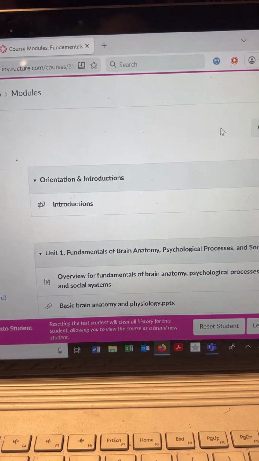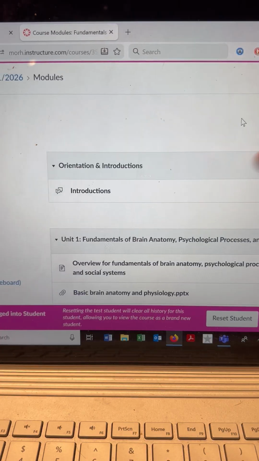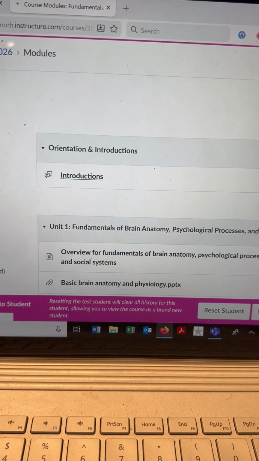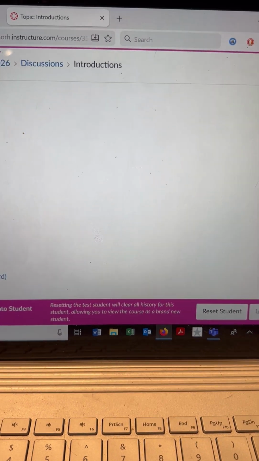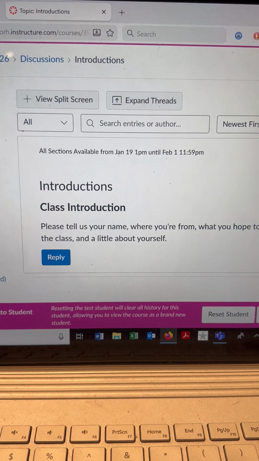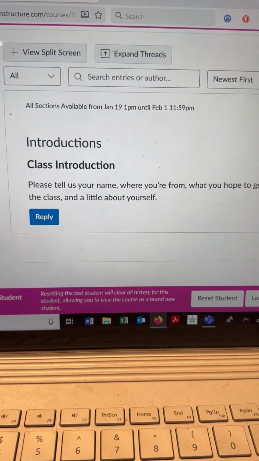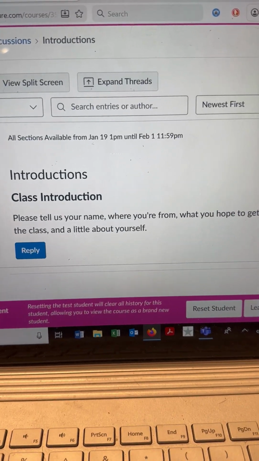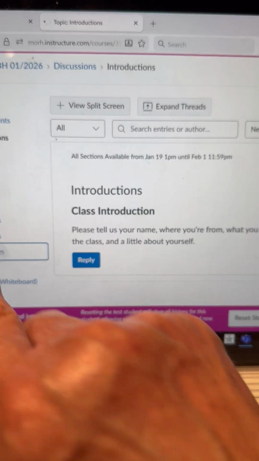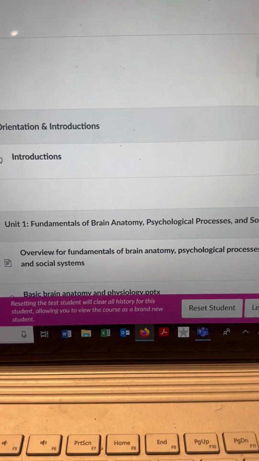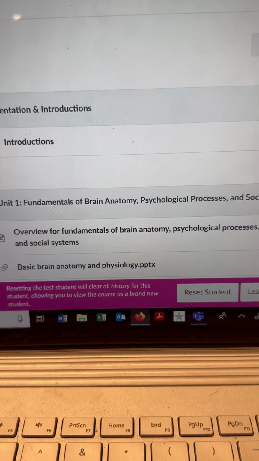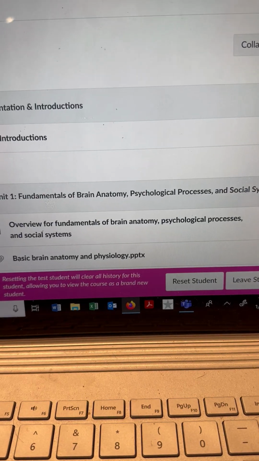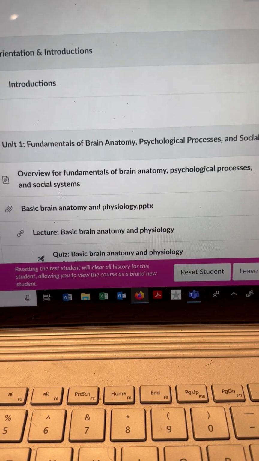So here's the course. Start off with introductions. For all the chat rooms, you click on that, and then it'll come up for the reply, and you reply and tell us a little bit about yourself. Going back to the modules, I was going to show you all of them here. The first unit is brain anatomy, psychological powers, and social processes and social systems.